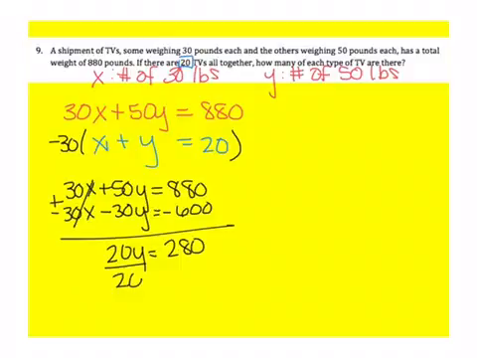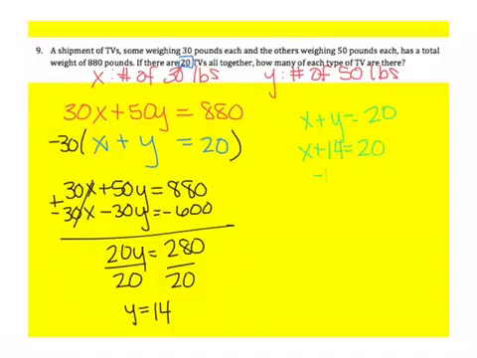Divide by 20, divide by 20. So y is going to equal 14. And we're going to take that and plug it back into one of the original equations. Now I usually pick the top one, but I like the bottom one this time because it's going to be really easy to solve for. So I know that y is now going to be 14. So I'm going to subtract my 14. So I get x is going to equal 6.